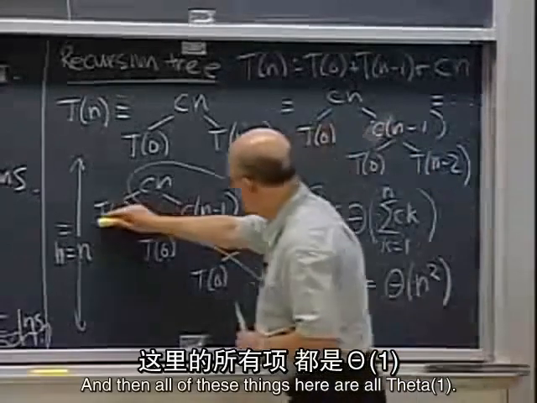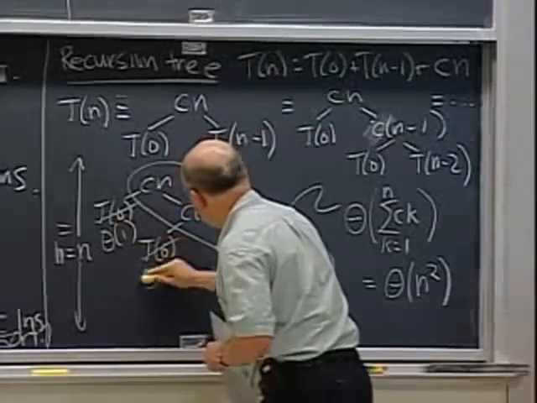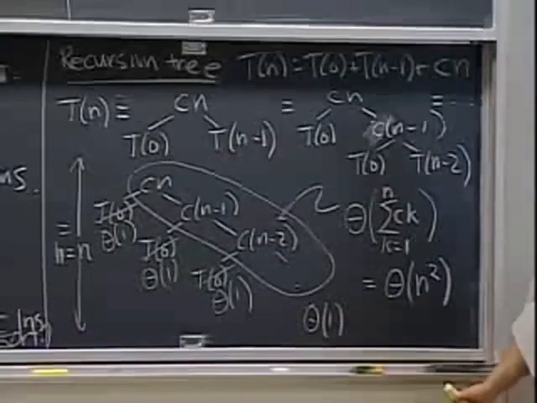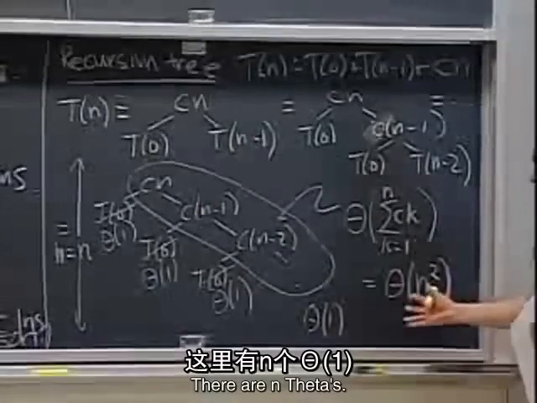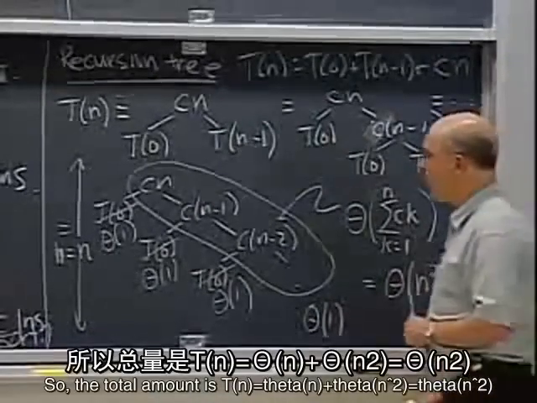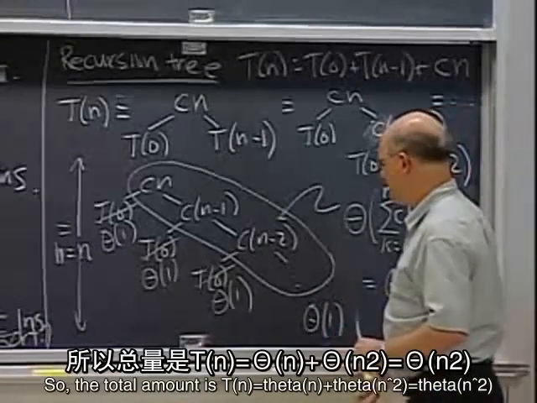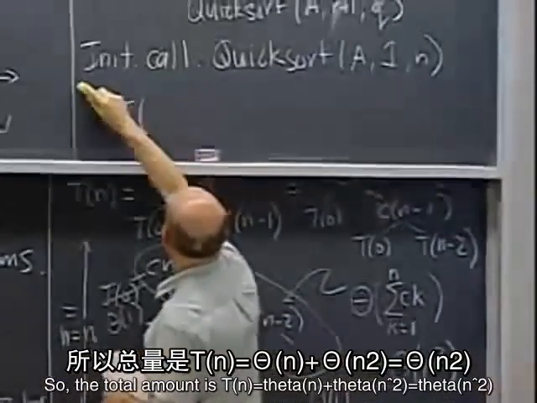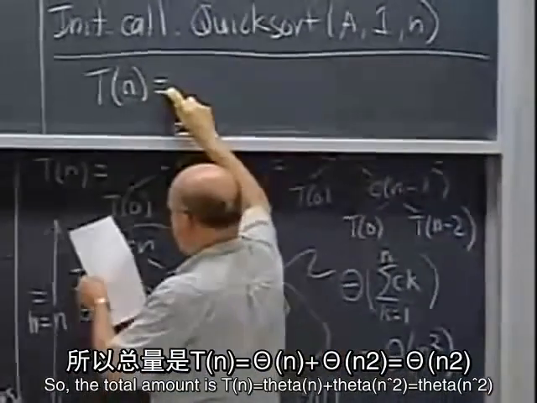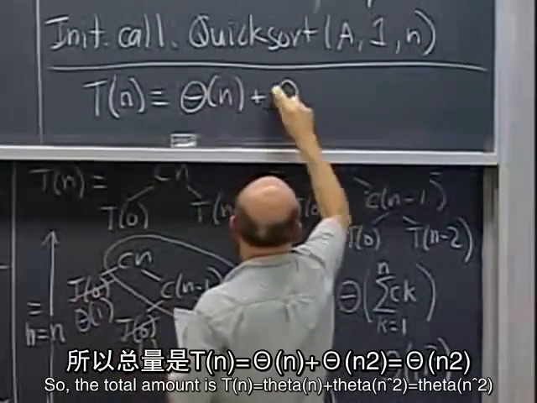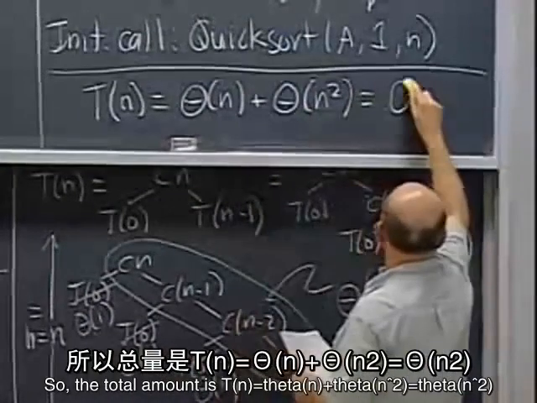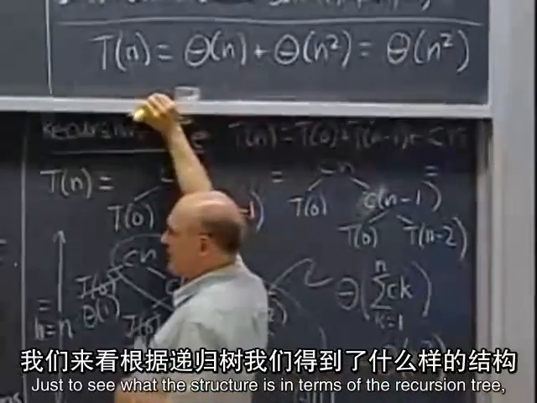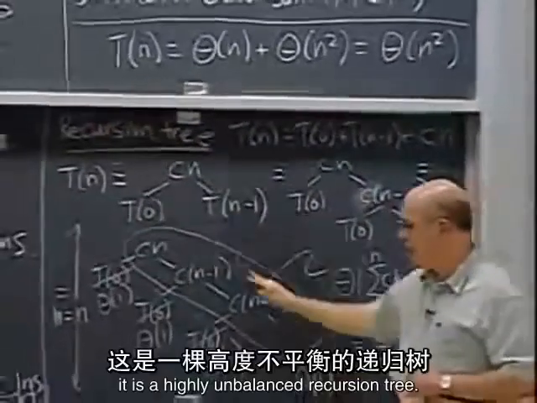Okay? And then all of these things here are all theta 1s. And how many of them are there? They're order n. Actually, there's n theta 1s. Okay? So the total amount, we'll just use it up here, is T of n equals theta of n plus theta of n squared, and that's just equal to theta of n squared. Okay? So just to see what the structure is in terms of the recursion tree. Okay? It's a highly unbalanced recursion tree.